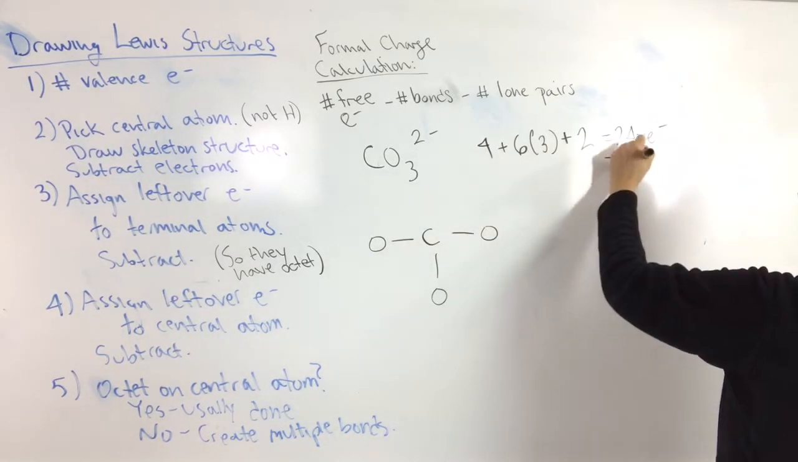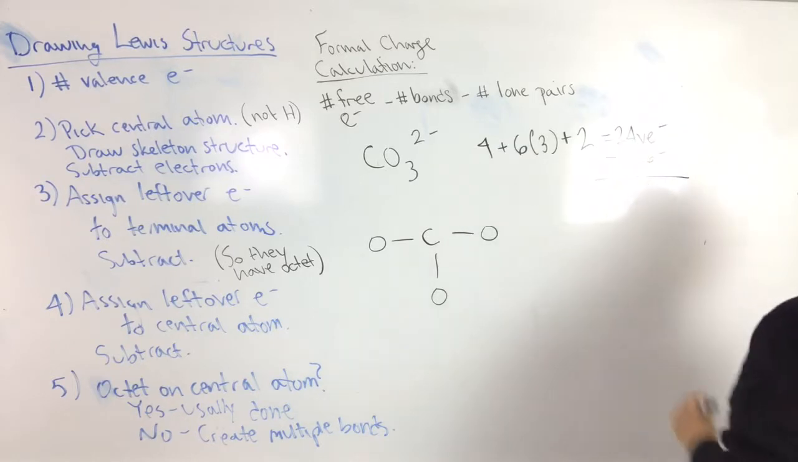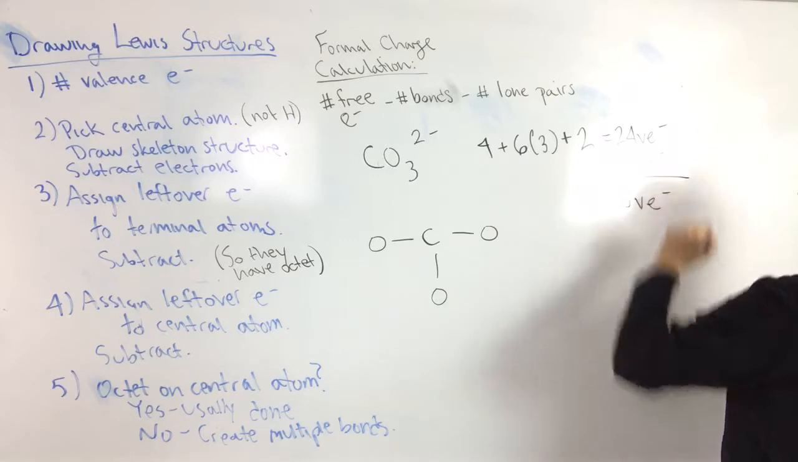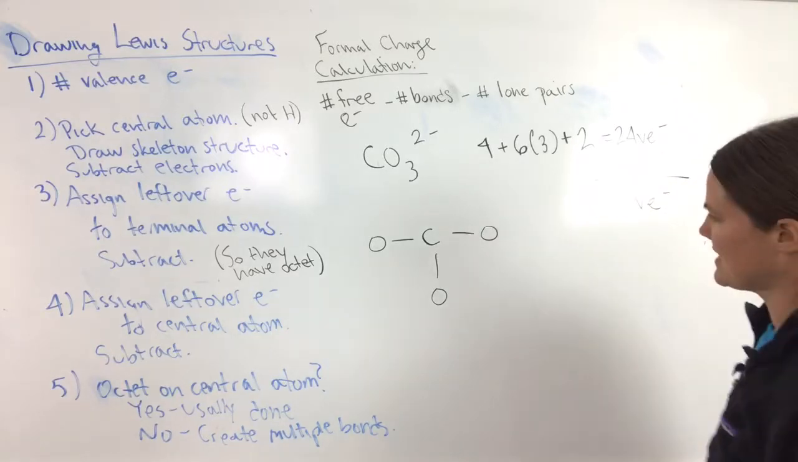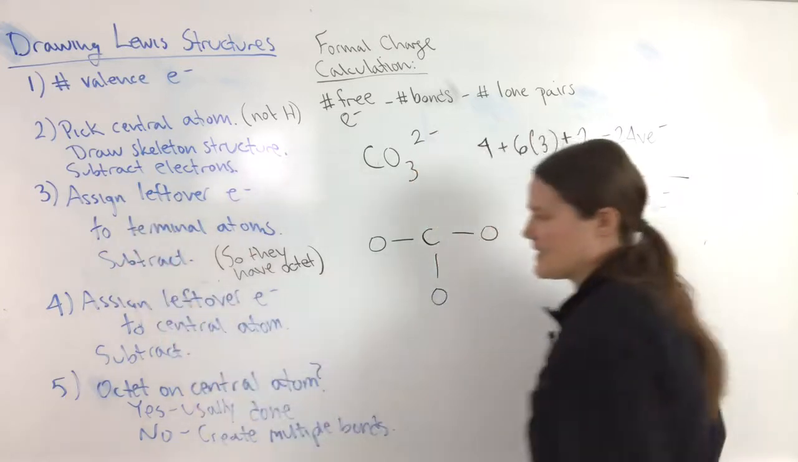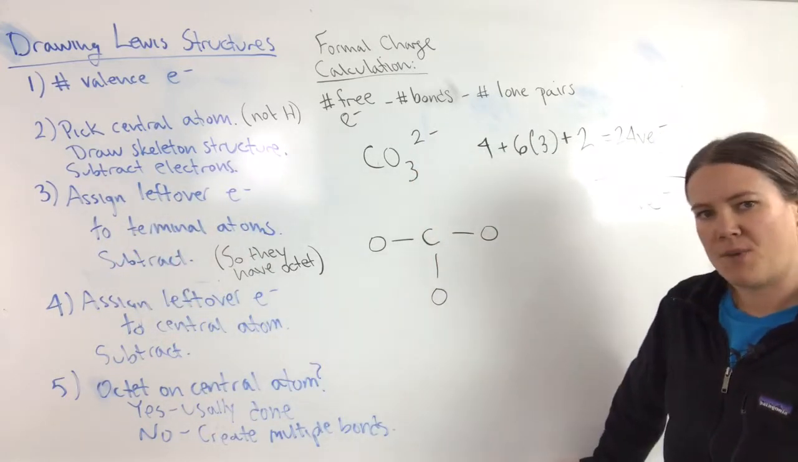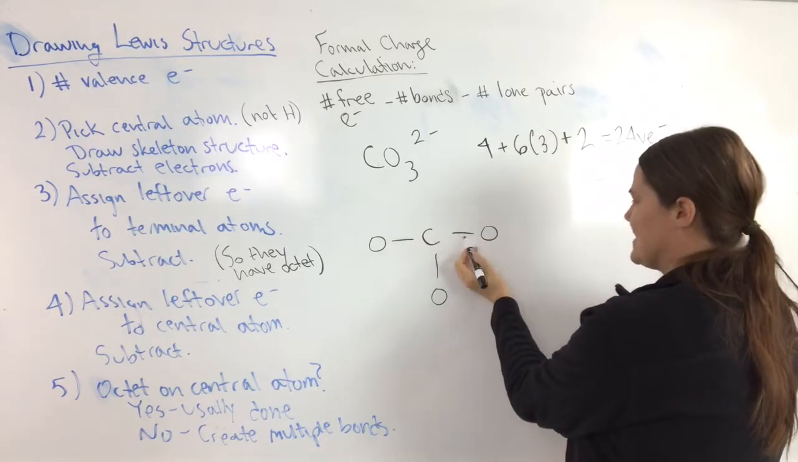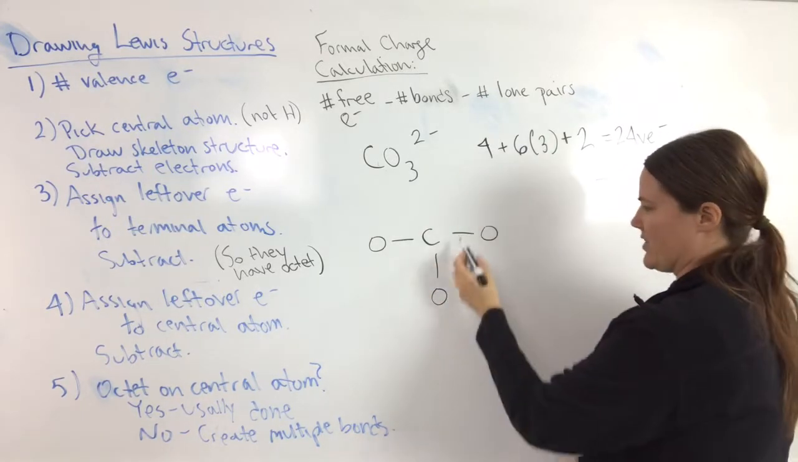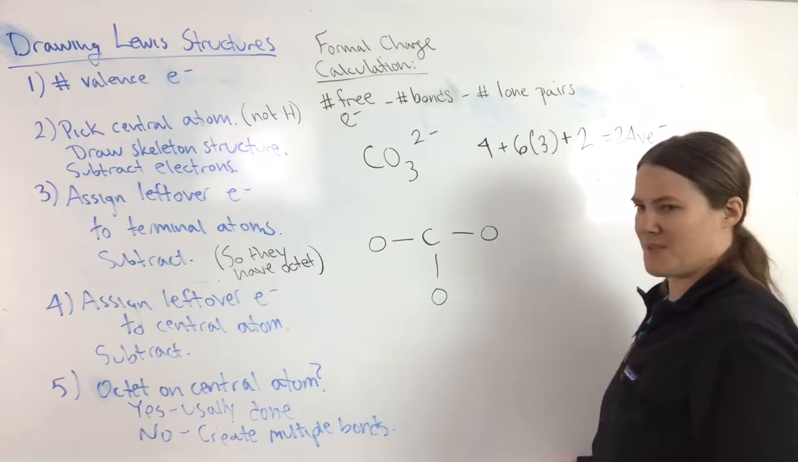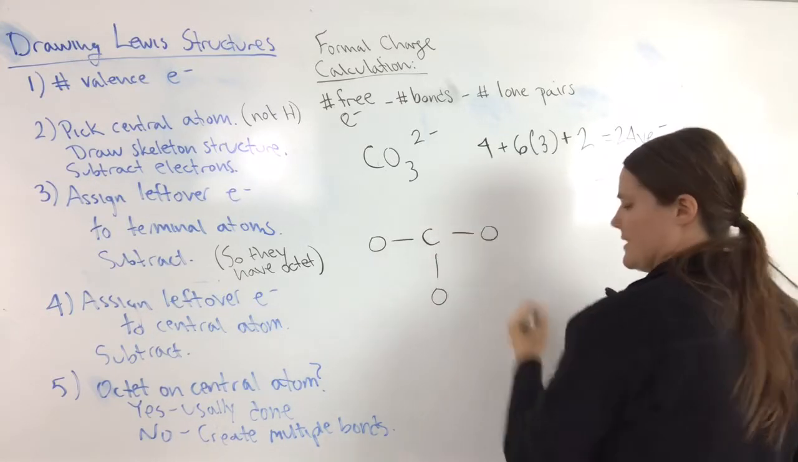So I have -6 valence electrons, so I have 18 valence electrons left to place. And so I go to this next step: assign leftover electrons to the terminal atoms until they have an octet. These oxygens already have 2 electrons, because they have 2 electrons from each bond. So I'm going to give each of them 6 more, so they each have 8.